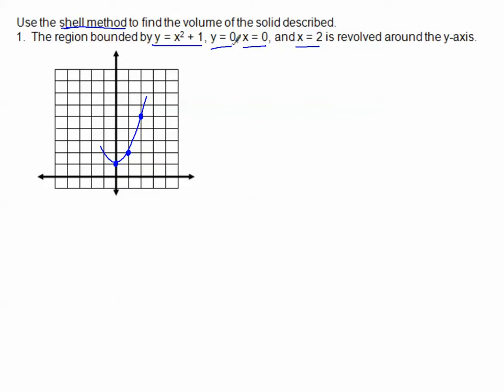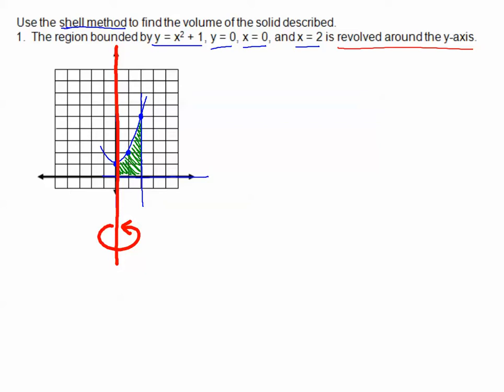So let's continue. Y equals 0 looks like this. X equals 0 looks like that. And x equals 2 looks like that. So to touch all of those, I'm going to shade this region in here. And that is going to be revolved around the y-axis. So I'm going to trace over the y-axis and show that I'm revolving around that axis.